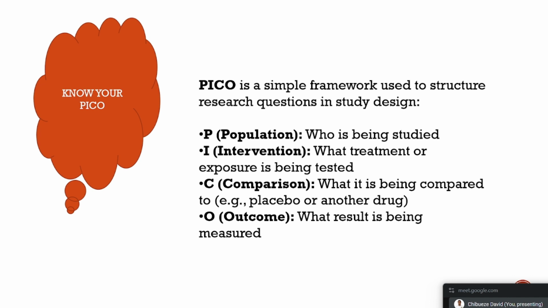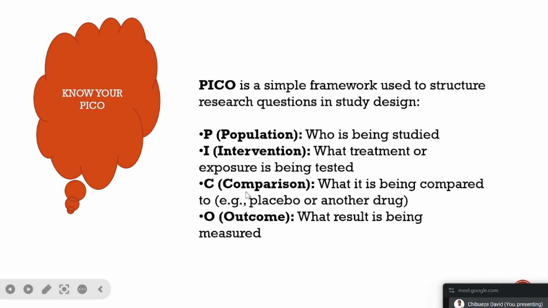So my PICO framework is used to structure my research question in my study design. The P is for population. It identifies who is being studied. So my population that is being studied in my example cited previously is young people aged 18 to 25. The I is for intervention. What treatment or exposure is being tested? In my cited example, it should be social media use.